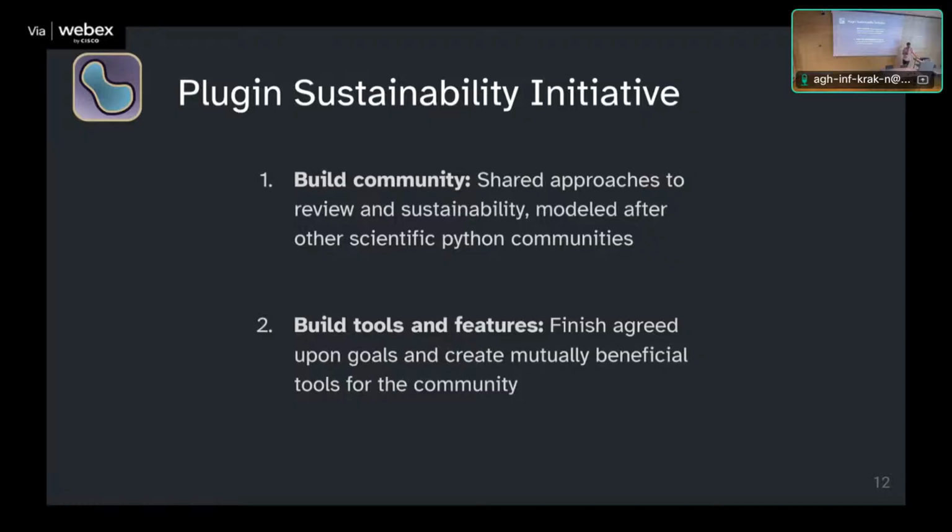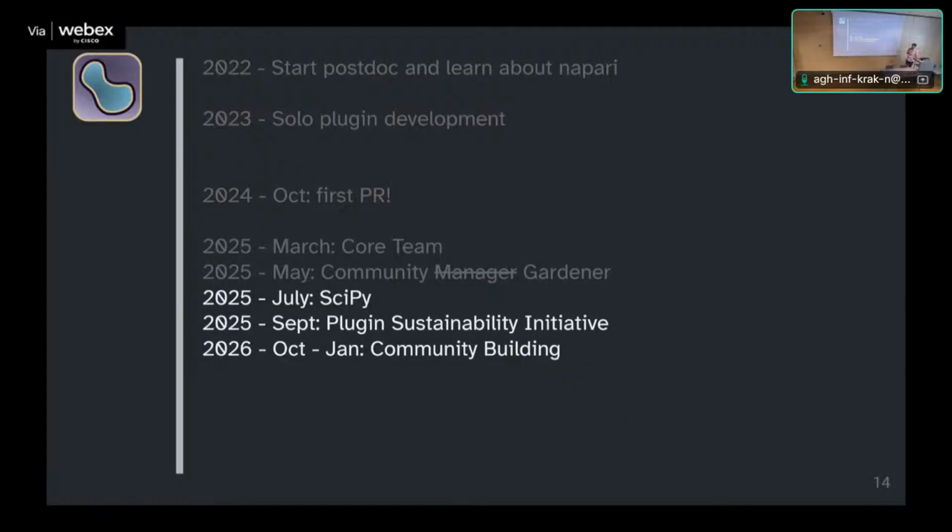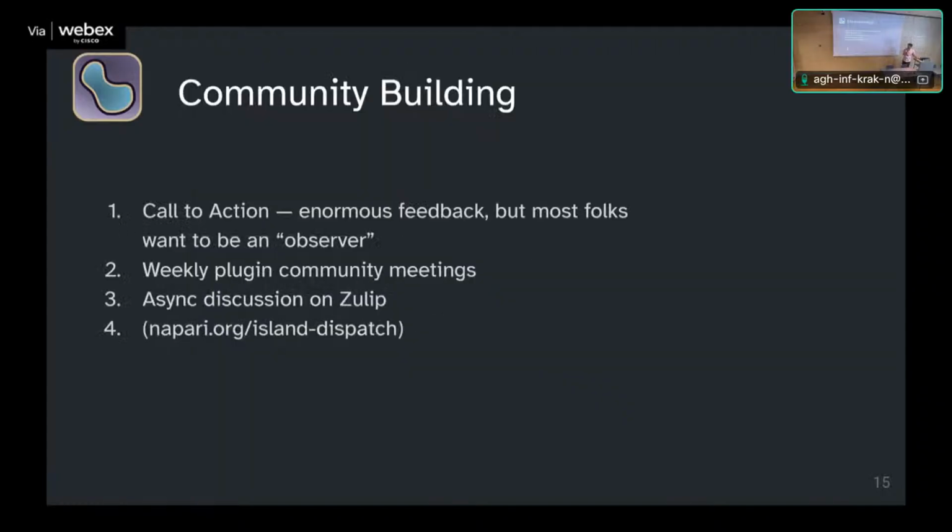And in addition to that, we would build tools and features. There were originally agreed upon goals of how the plugin ecosystem would work that weren't implemented. But then also tools, like a template so that things would be maintainable. And so that's where I began community building in October of last year. I made a call to action. I released it on social media and then on our regular chats like Zulip.